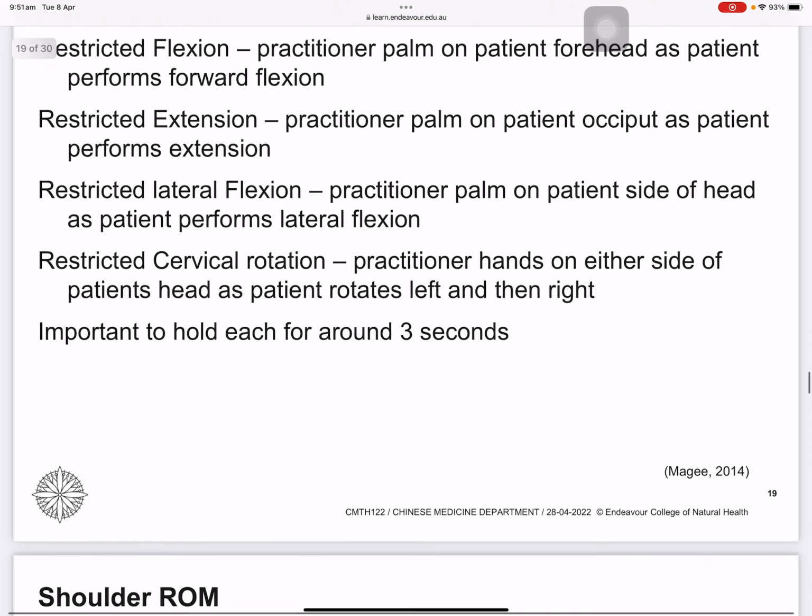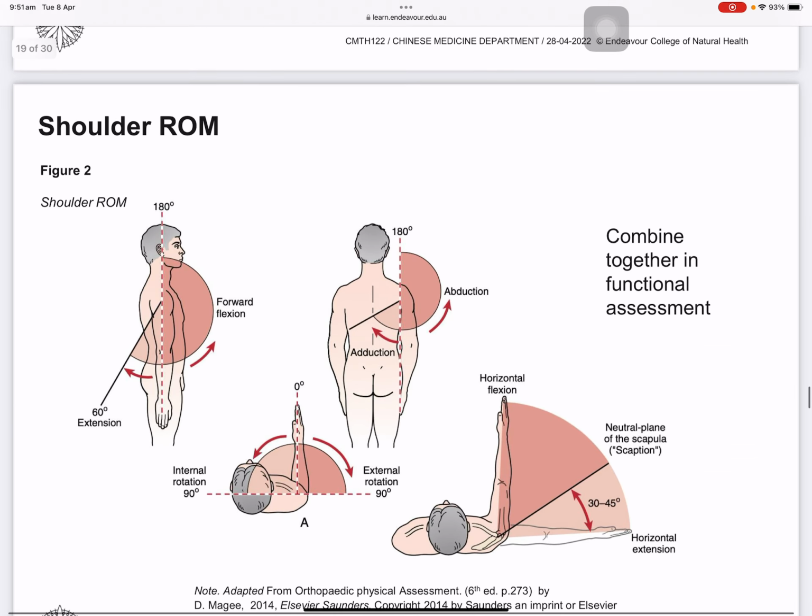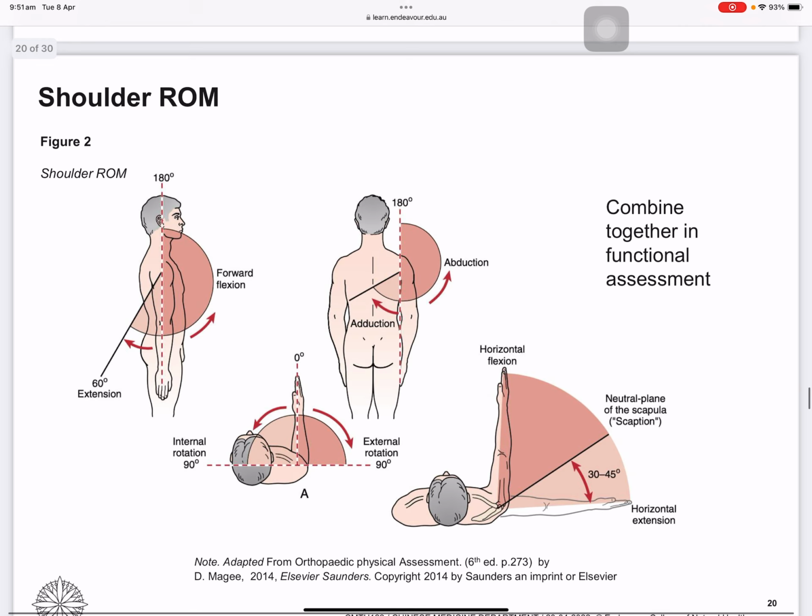And the shoulder, the range of movement of the shoulder. So normally the forward flexion of your shoulder is you can do 180 degrees, and extension normally is 60 degrees. If less than 60 degrees, that means your shoulder has something wrong. And the abduction as well is 180 degrees.